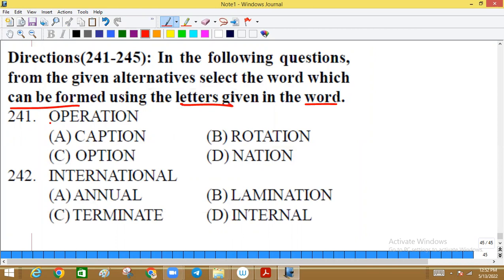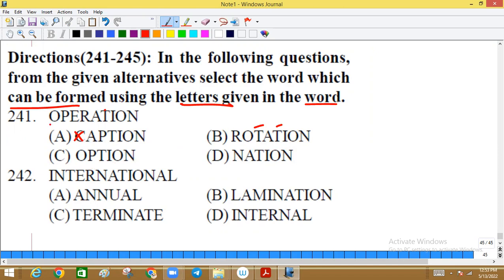Now you tell me, with OPERATION, can CAPTION be formed? No. Why? C is not there. ROTATION formed? Yes or no? No. Why? T is there only once. See, there are 2 T's. If there is 1, take only 1. Don't duplicate. Don't count a single letter 3 or 4 times. So it is not possible.